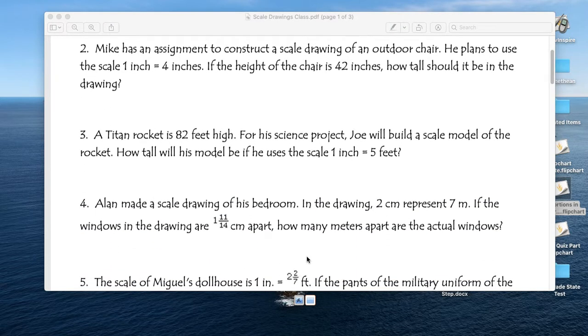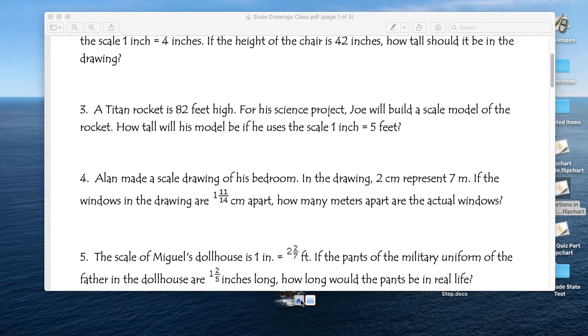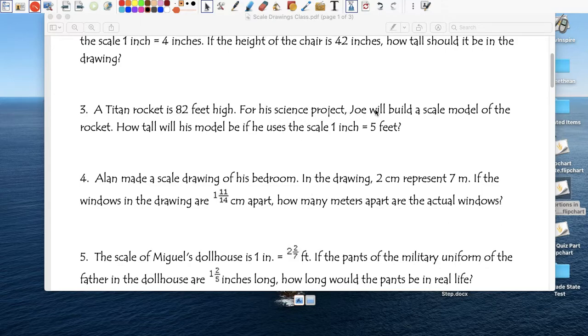3. Again, the monument is 82 feet high. For a science project, it would be a scale model. So how tall would the model be if you use this particular scale, so 1 inch is 5 feet? We want to know if it's 82 feet, how many inches will it be?